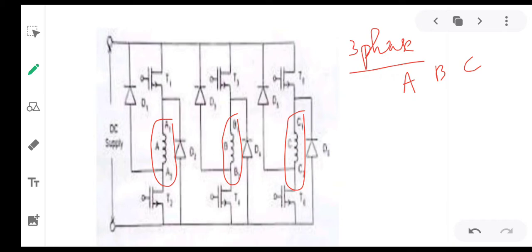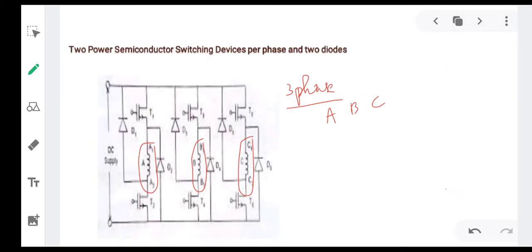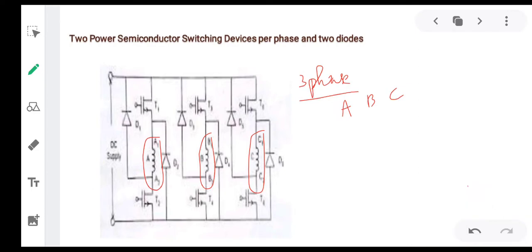Now for the control of each phase winding, you will have 2 semiconductor switches and 2 diodes. If you examine the first phase, you can see 2 switches are there, T1 and T2. And how many diodes are associated with that? D1 is there and D2 is also there, right? Similarly, you take the next phase B, you have the same thing. If you take the phase C also, you will have the same thing. Therefore, you can say that it is 2 power semiconductor switching devices and 2 diodes per phase.